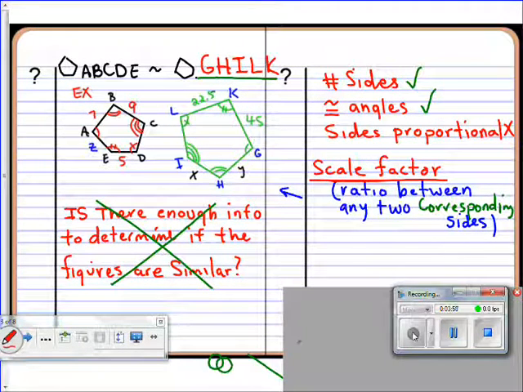How about a scale factor? See, we don't need to know all the sides to come up with a scale factor. All we have to do is come up with one side on the left that matches one side on the right, and write the ratio between them to get a scale factor. So what I do is I just start looking.